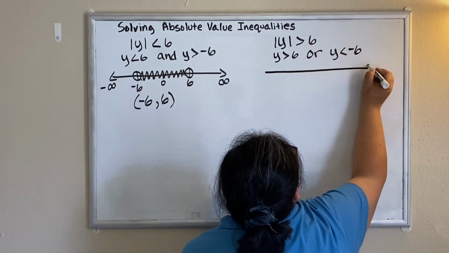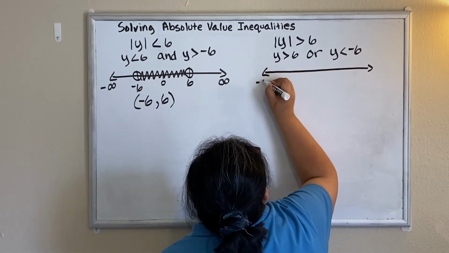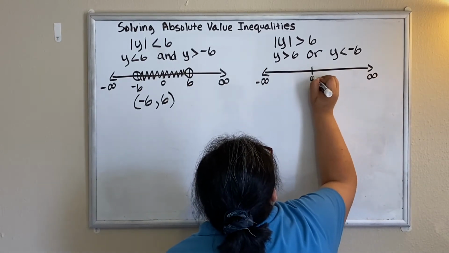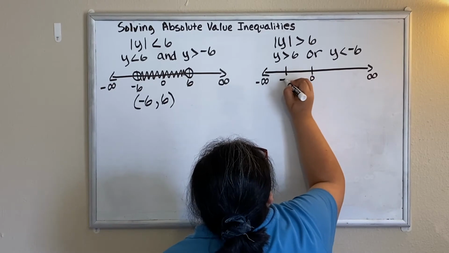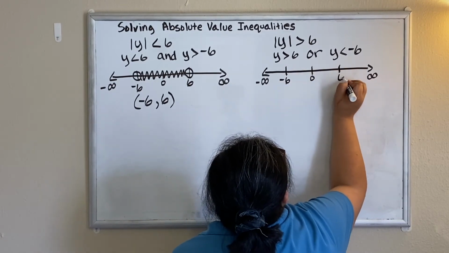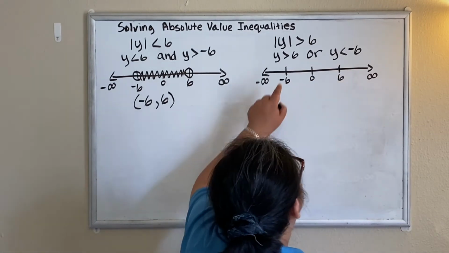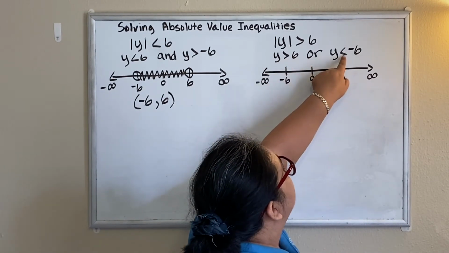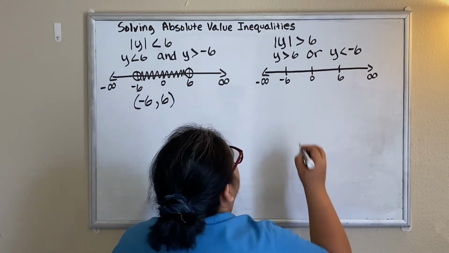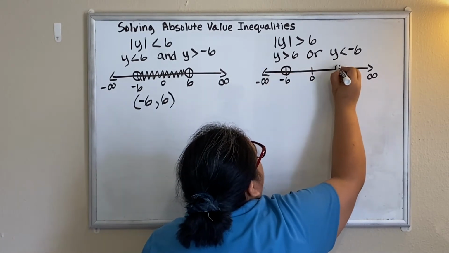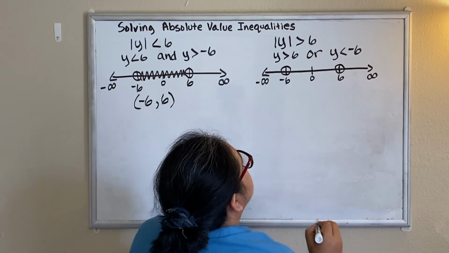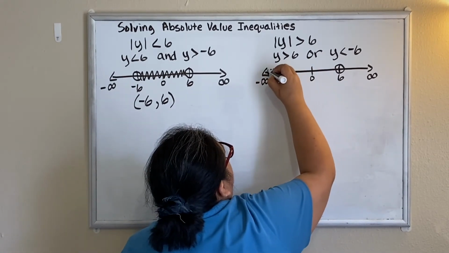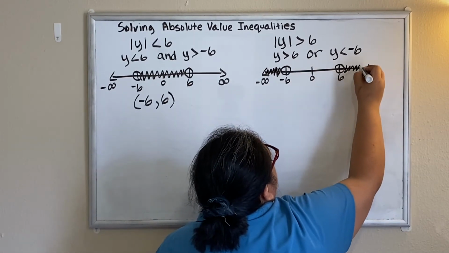Once again, we're going to draw a number line starting at -infinity, going to +infinity, 0 somewhere in the middle, -6 is first, +6 is second. Notice this does not say or equal to. It just says greater than and less than. So they're both open. So we're going to put open circles on both of these. And this is an or statement. So we're going to shade on the outside.